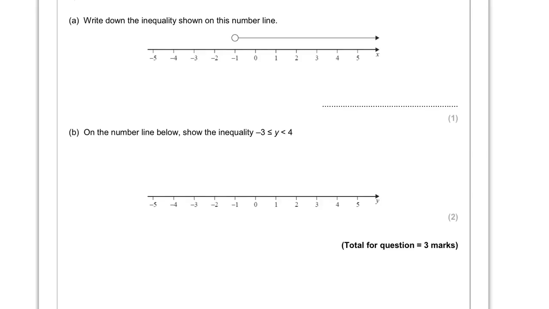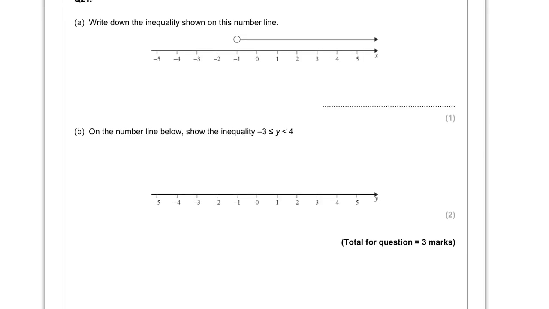Okay, here we have inequalities on a number line. So first of all, if it's coloured in or not coloured in. If it's not coloured in, it's less than or greater than. If it is coloured in, it's less than or equal to or greater than or equal to. Here we can see that our number is bigger than minus 1. So our number, we could say x, is bigger than minus 1. And it's not bigger than or equal to because our circle is not coloured in.